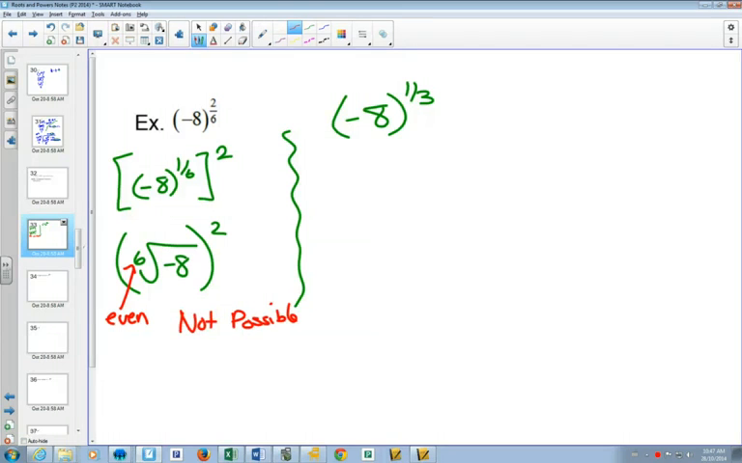So if I left the 2/6 as 2/6 and I tried to solve it, the question would tell me it's not possible. But if I reduce the fraction, can you do the cube root of a negative? Yes. And the cube root of negative 8 is negative 2, which is possible.